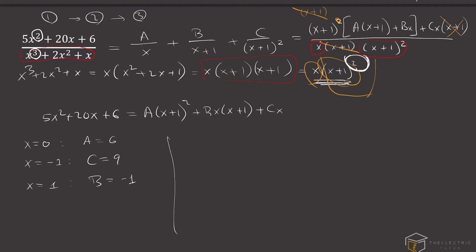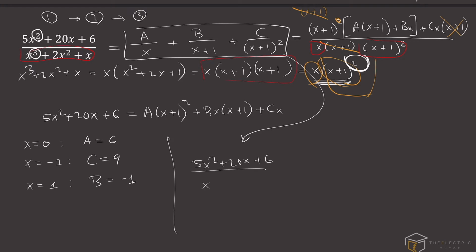And finally, I can take a look at expression 2, which was this, use it as a reference, and say that 5x squared plus 20x plus 6 over x cubed plus 2x squared plus x can be expanded into a, or 6, over x. B is minus 1, so minus 1 over x plus 1, plus c, which is 9, over x plus 1 squared. And we're done. Let's take a look at one final example.